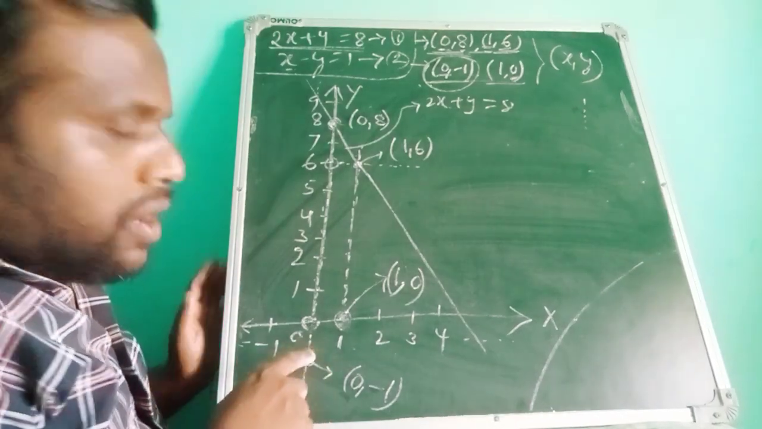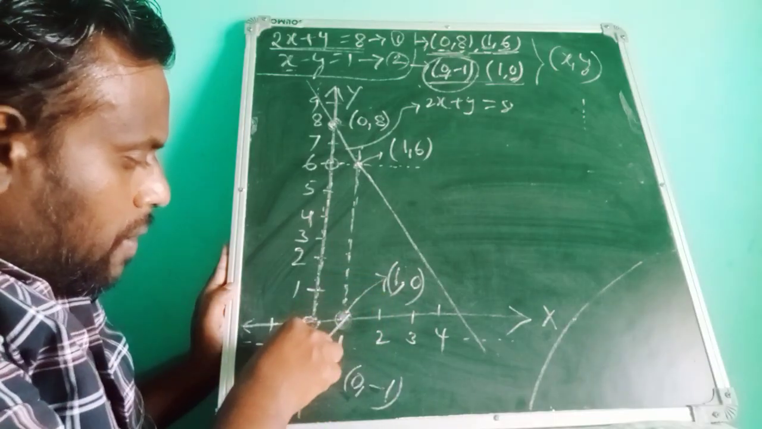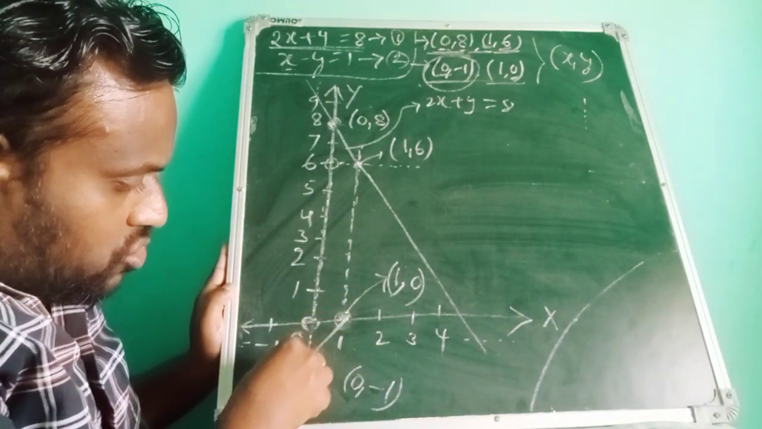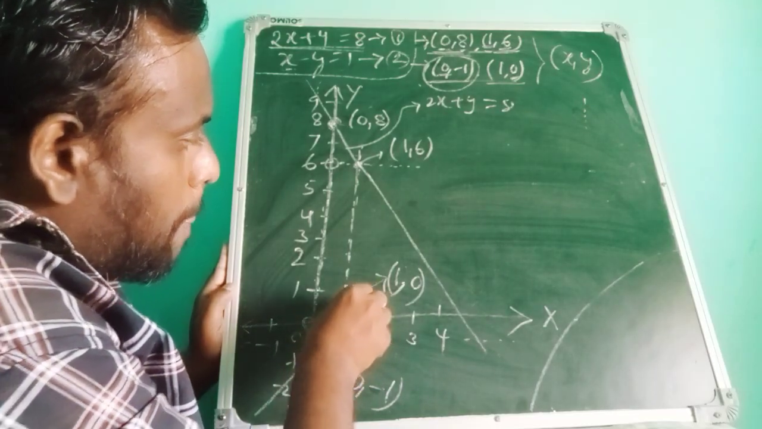Now we have to join these two points using the scale, like that you have to join. After that you have to extend the lines using the scale, this side and also this side also you have to extend.